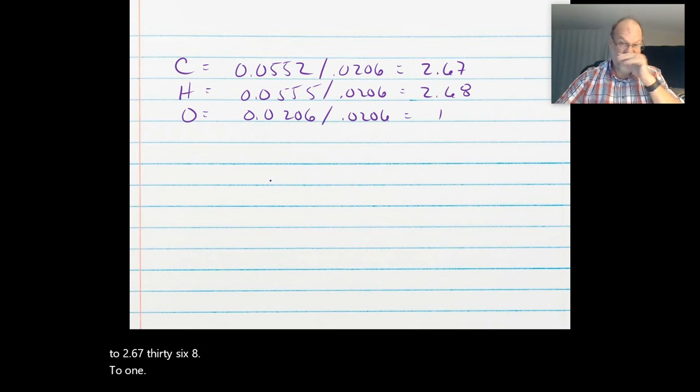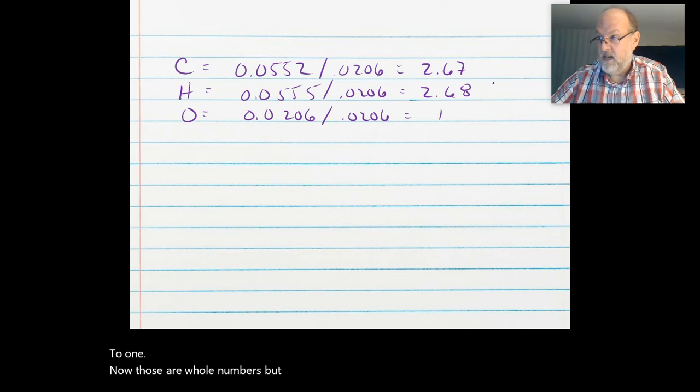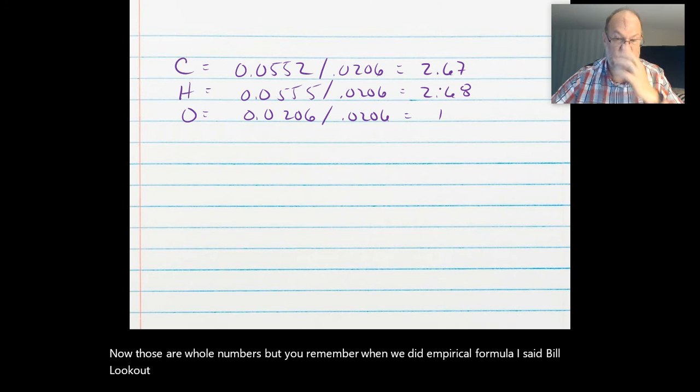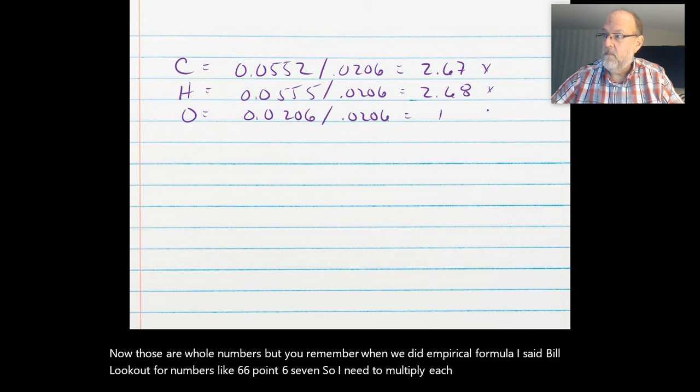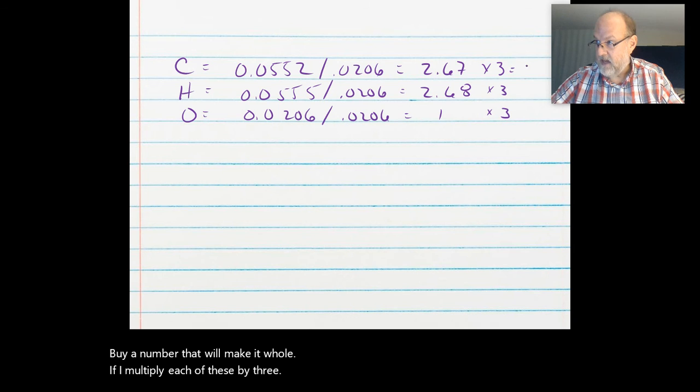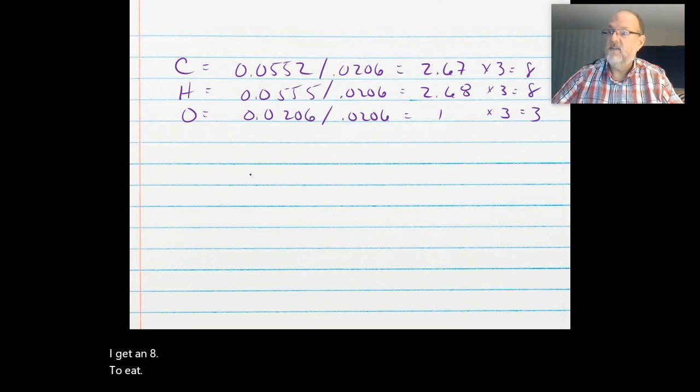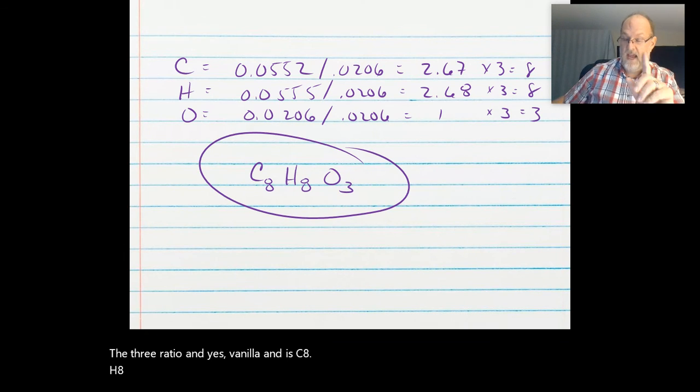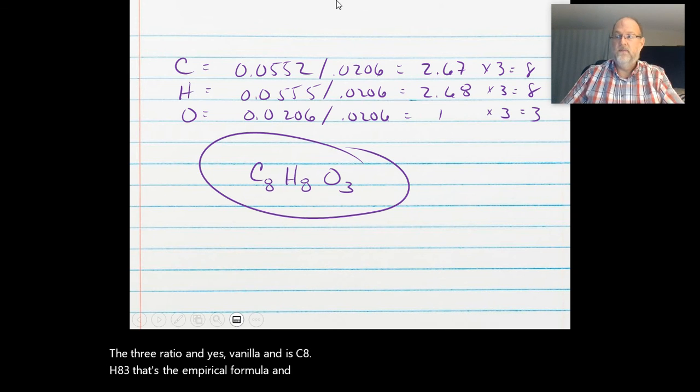Now, those aren't whole numbers. But you remember when we did empirical formula, I said, be on the lookout for numbers like 0.66, 0.67. So I need to multiply each one of these numbers by a number that will make it whole. If I multiply each of these by 3, I get an 8 to 8 to 3 ratio. And yes, vanillin is C8H8O3. That's the empirical formula and the molecular formula for vanillin.